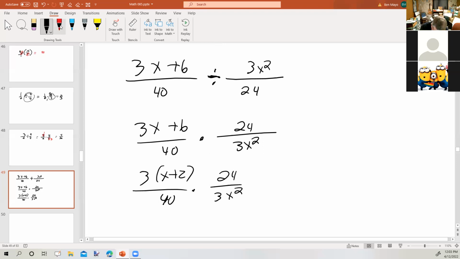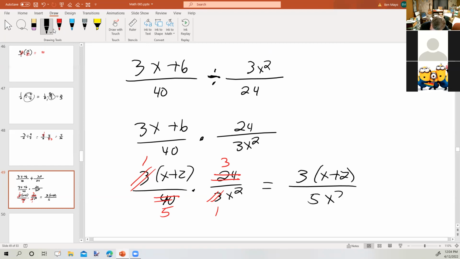So now I can come in and let's see. 3/3 is 1/1. And I could have taken the 24/3 and turned it into an 8, but I didn't. So now I'm going to take an 8 out of this and get a 3, and an 8 out of that and get a 5. So in the numerator, I've got 1 times x plus 2 times 3. And in the denominator, 5 times 1 times x squared, 5x squared.